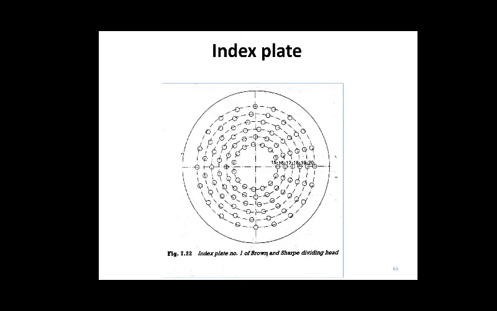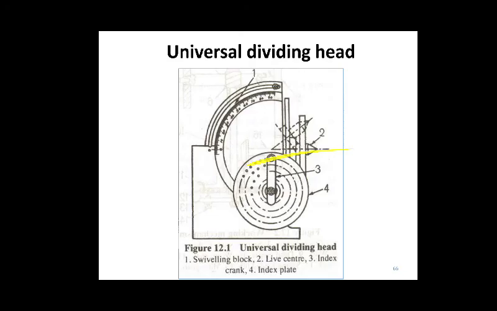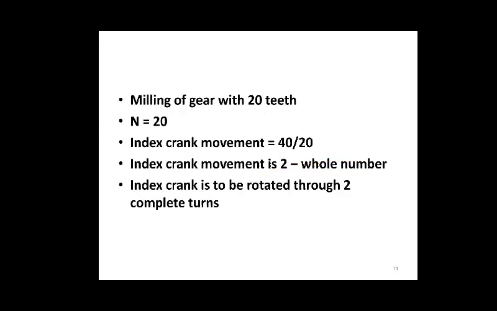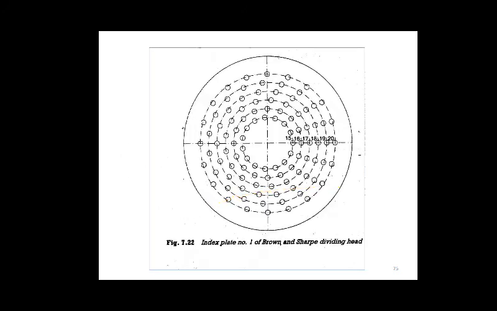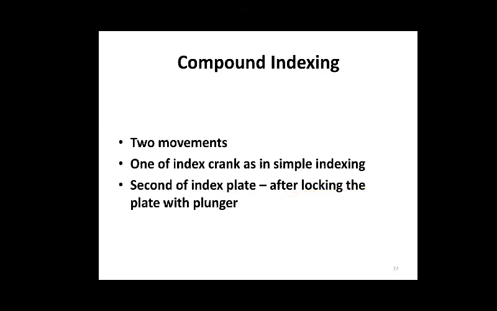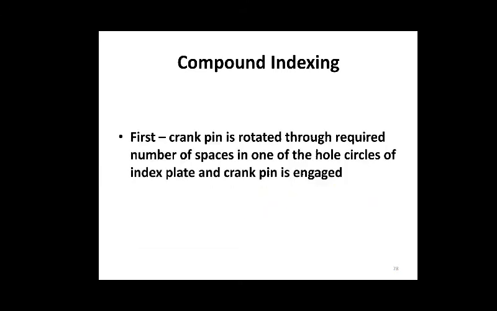And for compound indexing, it separates the movement of the index crank in different hole circles of one index plate to obtain crank movement not obtainable by simple indexing. Here there are two movements, one of the index crank as in simple indexing, and second of the index plate after locking with the plunger. In this, first the crank pin is rotated through the required number of spaces in one of the hole circles of the index plate and the crank pin is engaged.